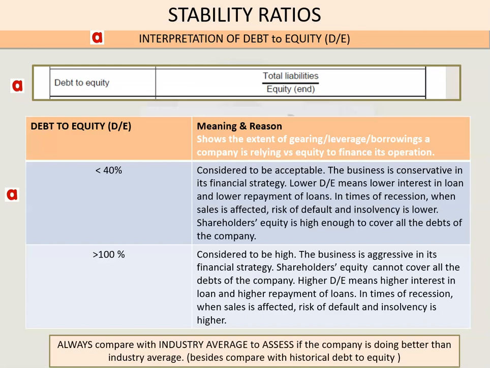But if it is above 100%, then the leverage or the gearing is considered high. The business is deemed to be aggressive in financial strategy. Of course, this may not mean bad in itself, but it also means higher interest on loans and higher repayments of loans. So let's say there is a recession when sales is affected, then there would be a risk of default and insolvency. And insolvency just means the business closing down. Again, compare this with industry average because perhaps the industry average itself is more than 100%, so you might be fine.